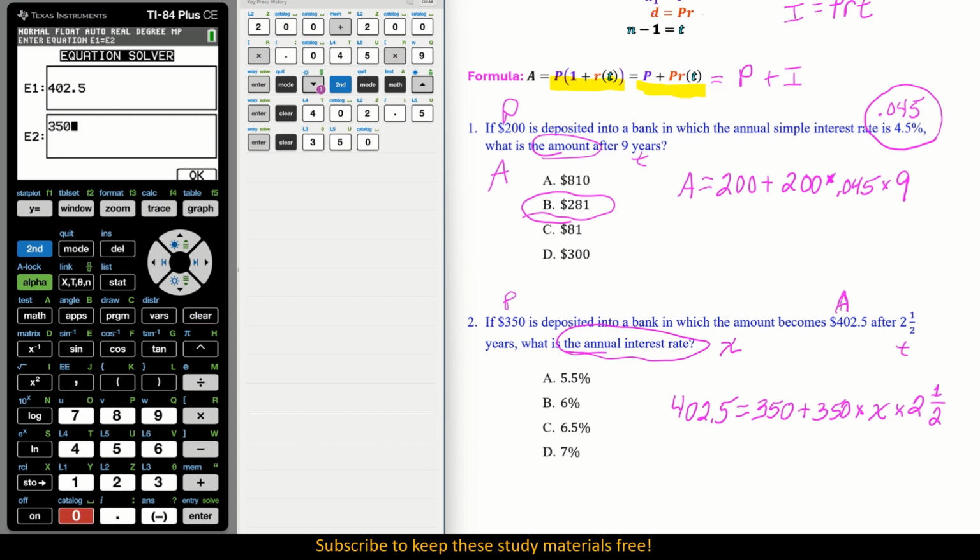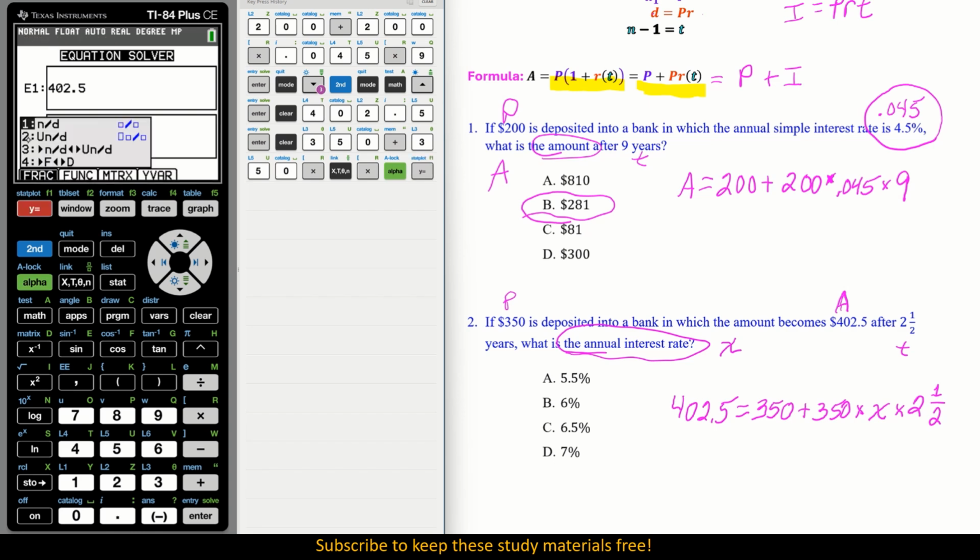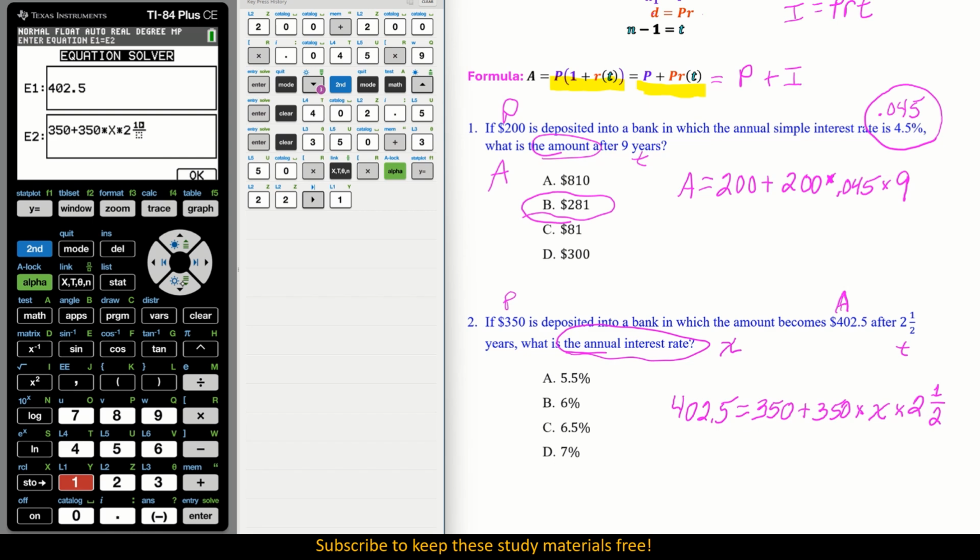So 350 plus 350 times the X. Now we need to go alpha y equals, and we need number 2. That's a mixed number. Now we have a setup for a mixed number. So push 2 again because we want 2.5 years. Arrow over, put in your 1, arrow down, put in your 2. Now, we will push OK.